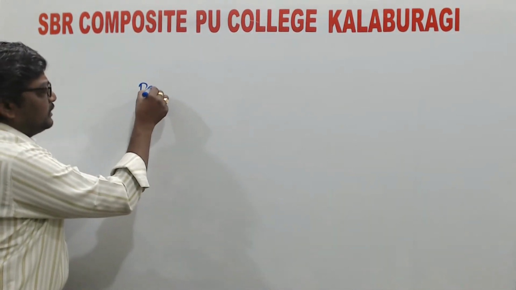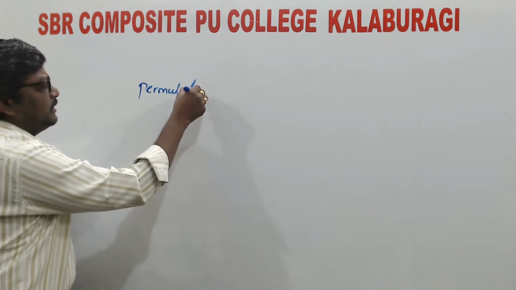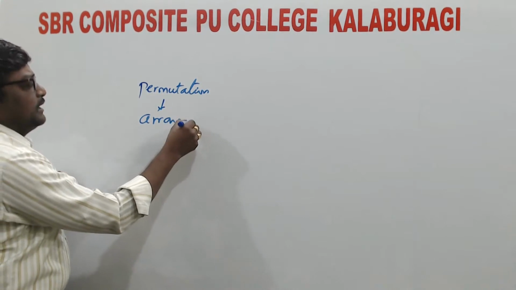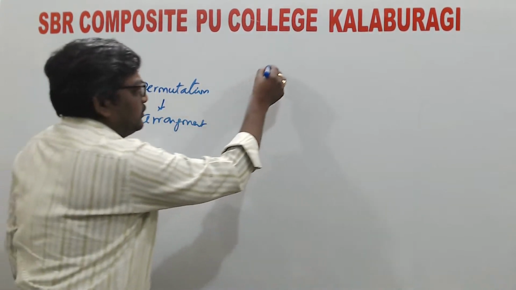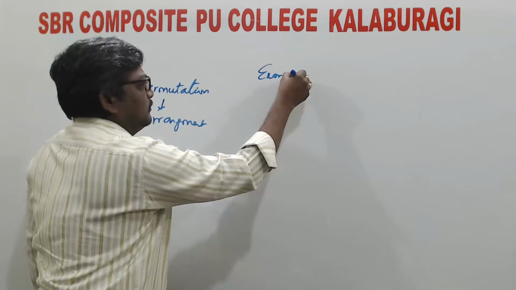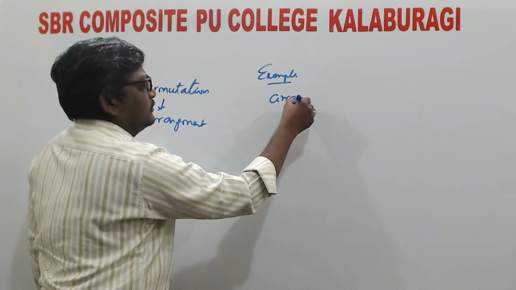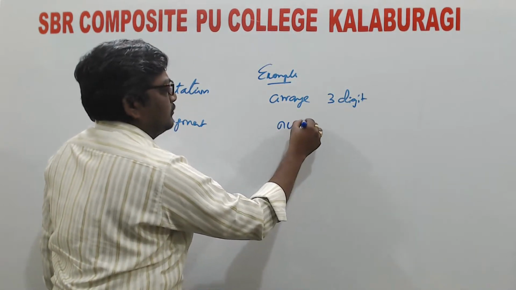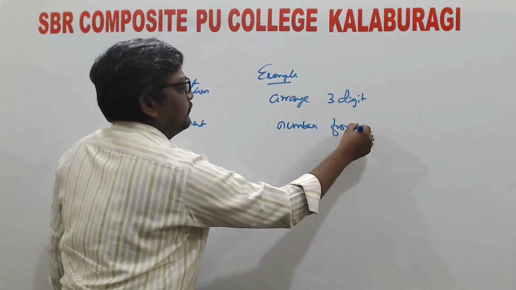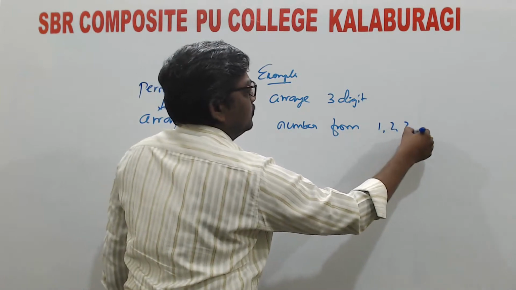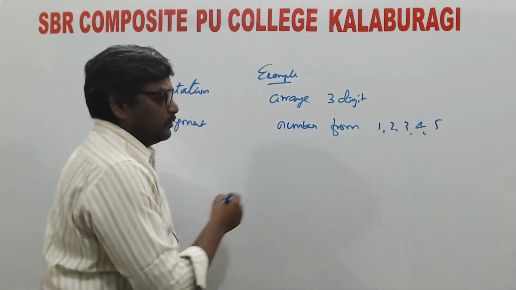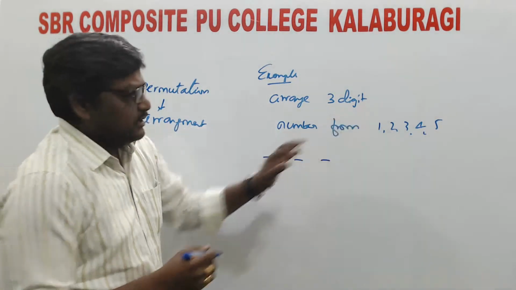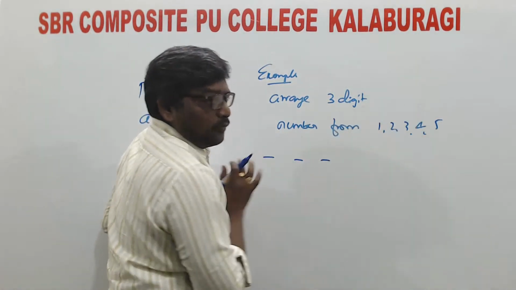Children, permutation is nothing but arrangement, as we all know. For example, arrange a 3-digit number from 1, 2, 3, 4, 5. We have 3 digits to arrange, and the numbers given are 1, 2, 3, 4, 5.